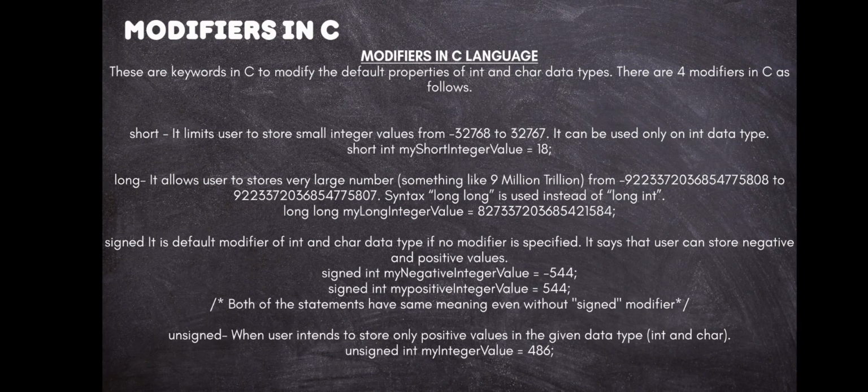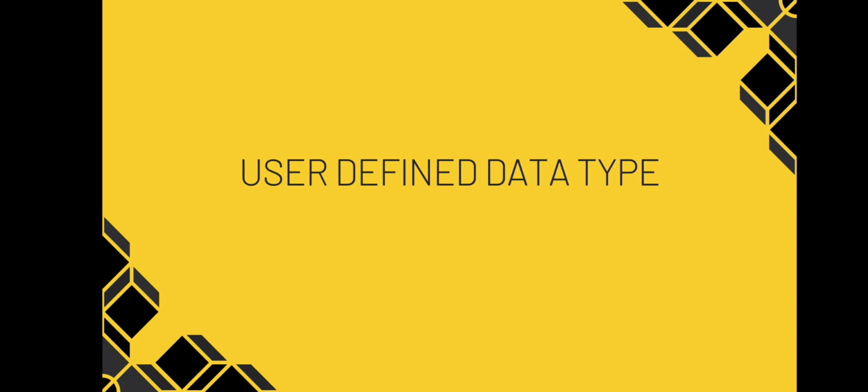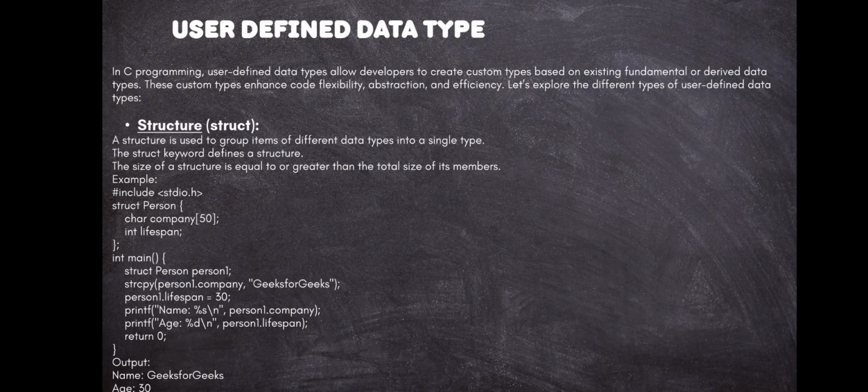Now let's discuss the user defined data types. Well, in C programming, user-defined data types allow developers to create custom types based on existing fundamental or derived data types. These custom types enhance code flexibility, abstraction, and efficiency. Well, let's see the different types of user-defined data types.